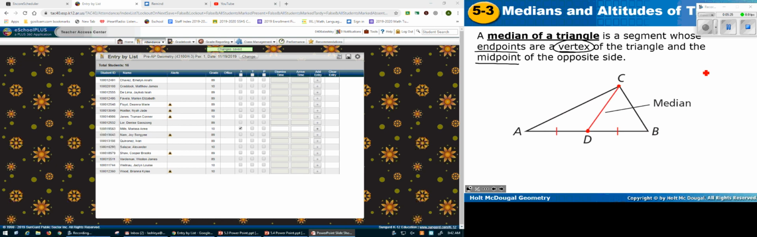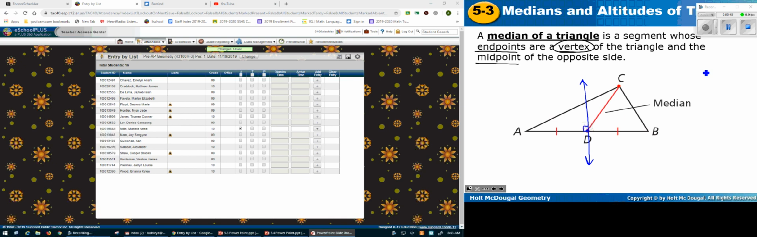It does have to go from the vertex. Everybody clear about the difference between a median and a perpendicular bisector? So if I drew a perpendicular bisector on this picture, it would still go through point D, but it would have to make a right angle. So this blue line would be a perpendicular bisector. The red line is a median.